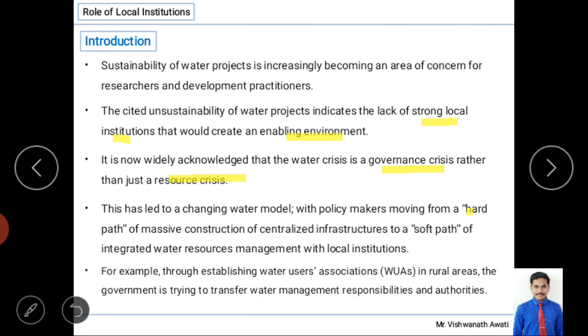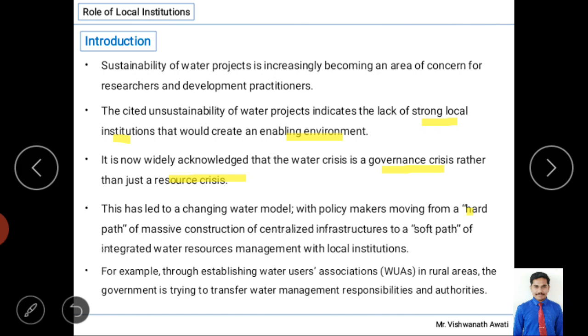For example, through the establishment of water users associations. So how we have associations or groups, similarly here also they are making some group, and that group takes up the activities related to water management, right? So in rural areas, the government is trying to transfer the water management responsibilities and authorities.